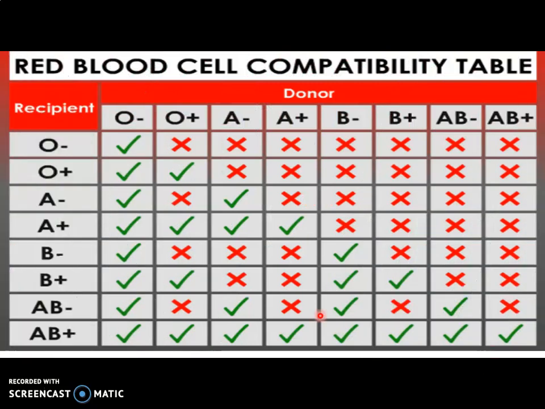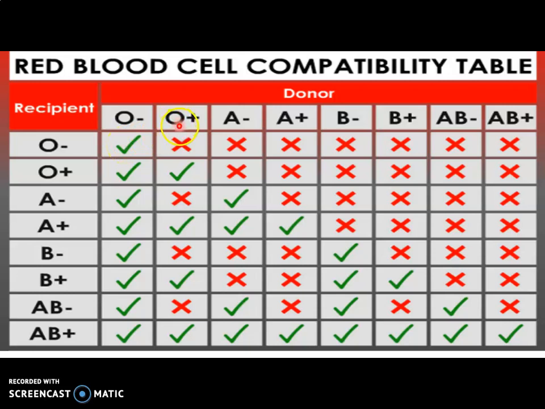Let's look at the different blood group systems. Our 4 blood group system is modified here into 8 blood groups based on the positive and negative Rhesus factors. As I said earlier in our previous video, O negative is a universal donor. O negative can give blood to all blood groups, but it can only receive from O negative alone.